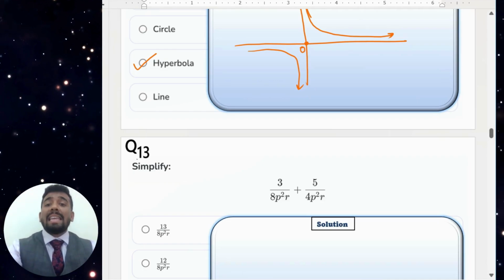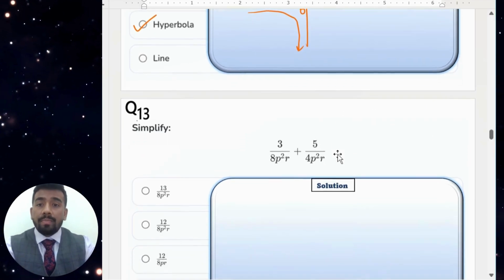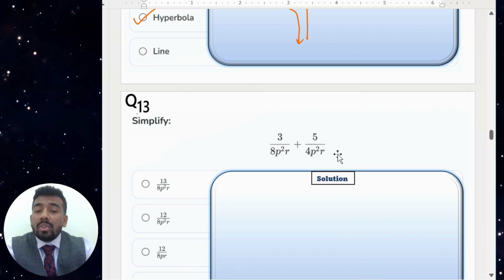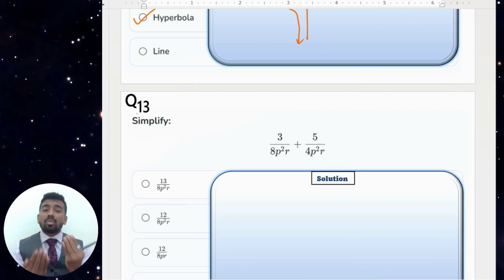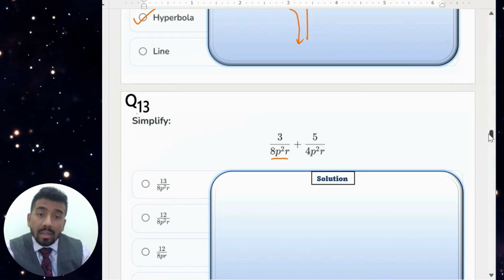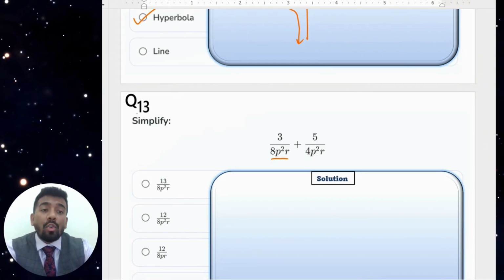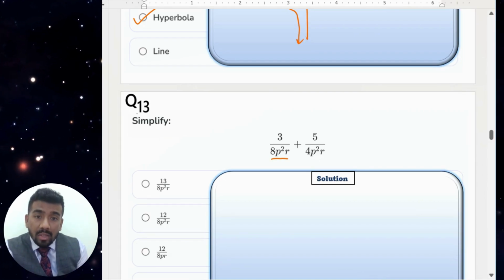Question number 13. Again, it's a simplified question. Now, how do you do such kind of simplified question? First of all, what you need to do is check both the denominators. Both the denominators always have to be the same. Now, what is here? 8p square r, and the other one you have is 4p square r. So that's 8p square r, another one is 4p square r.